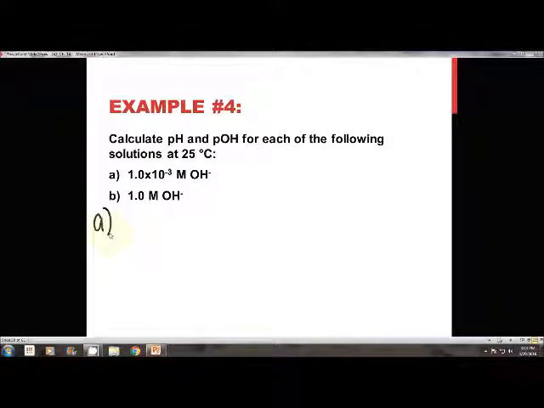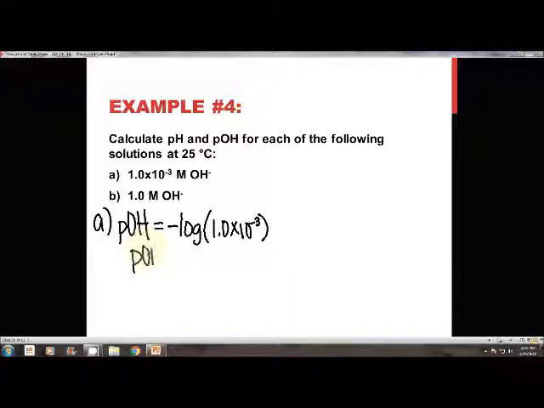So for A, we start out with the hydroxide concentration. So we can use that to find our pOH. So I'm going to use the pOH equation. So I'm going to take the negative log of the OH number. So that's 1.0 times 10 to the negative 3. Okay, when you take that negative log, if you're using my calculators, type in the number first, then hit log, and then hit the negative sign. Your answer is 3, but with our sig figs of logs, we have 2 sig figs in our concentration, so that means it's 2 decimal places, so 3.00.